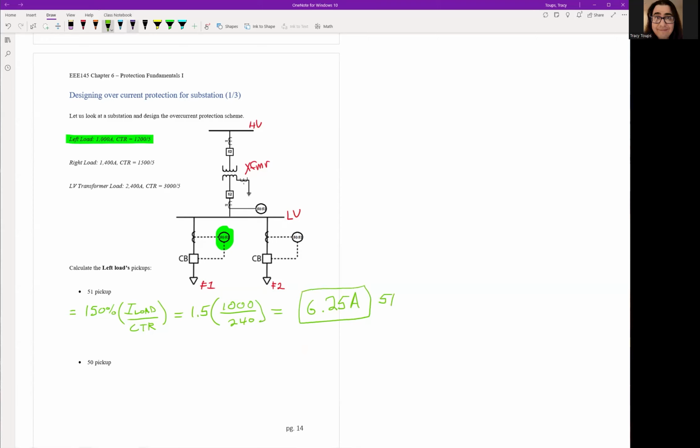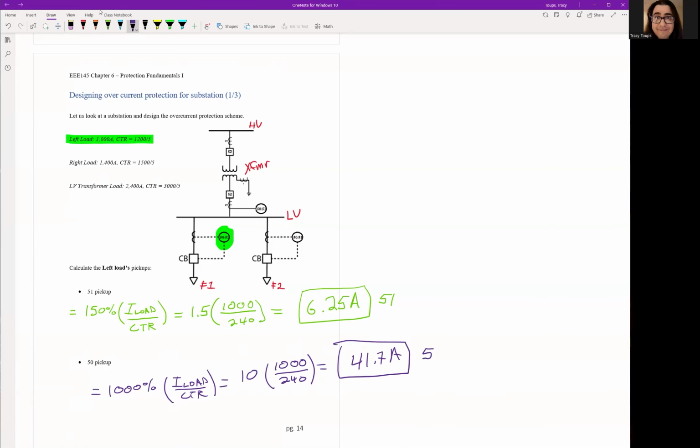And let's go ahead and do our 50 element. So again, this is the same one. This is 1000% against the same full load amps, which is I load over CTR. Okay, go ahead and 10 times 1000 over 240. You guys can see the math going. This is about 41.7 amps. Okay, and so this is for our 50 element.